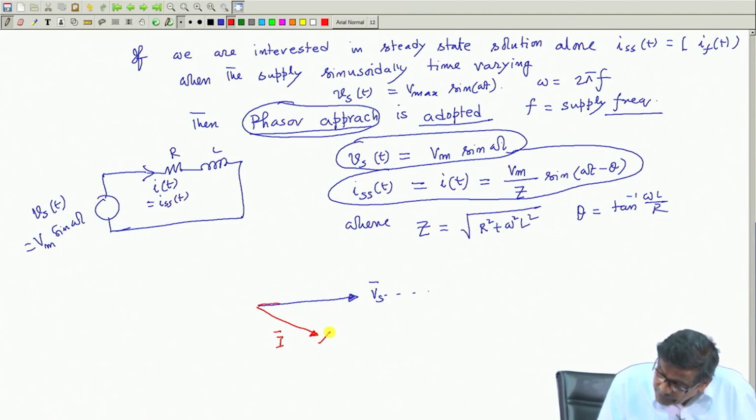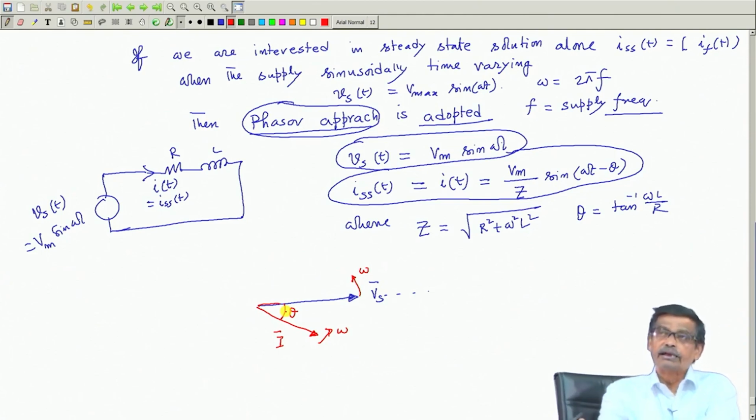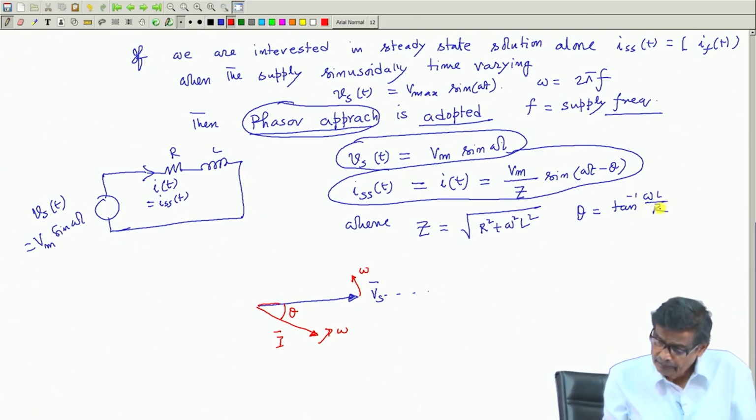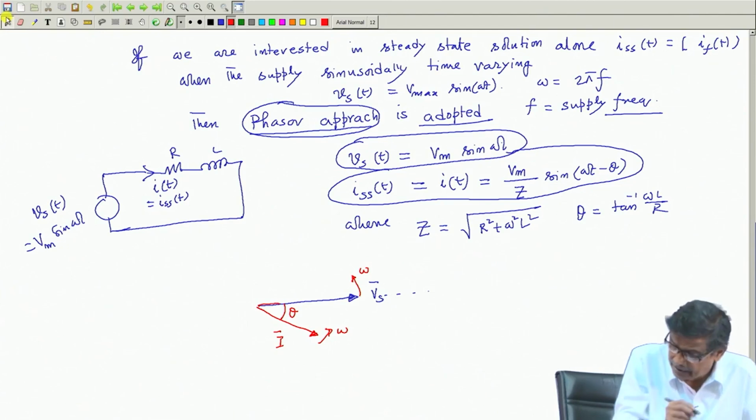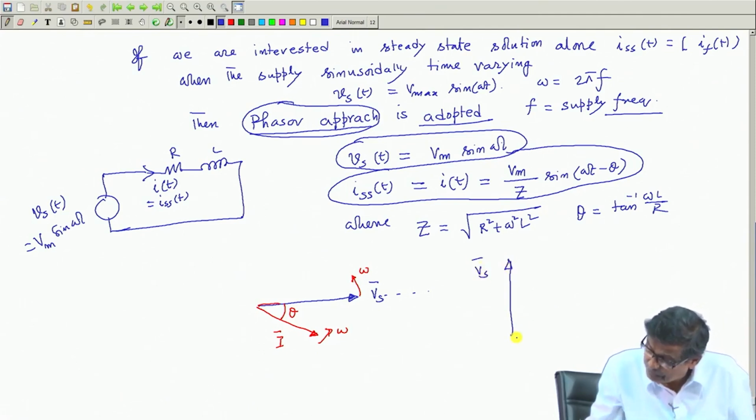And both of them are moving with speed omega. This is omega, this is omega, and this is theta. Got the point? Therefore, the angle between the phasors will remain time invariant, it will remain constant. What is that constant? Omega L by R will be the constant. And these phasors, I could draw it also like that. How does it matter? This fact is true.